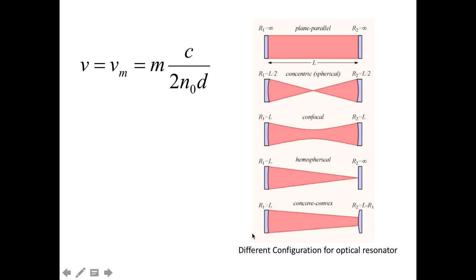So these are the different configurations of the optical resonator. In the next lecture we will learn lasing action and characteristics of lasers, and helium neon lasers and ruby lasers, their working principles and construction. Thank you.